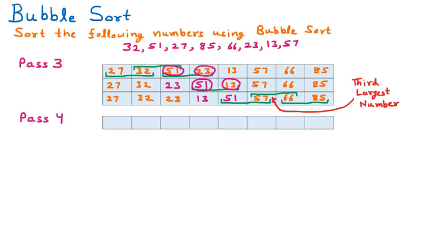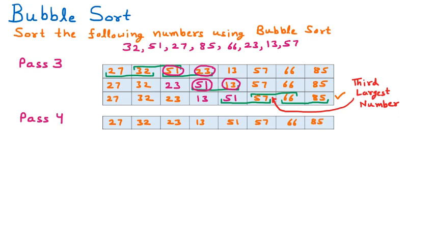So now we are learning pass 4. In pass 4 again we are starting from the last row where we ended with pass 3. So the same row we are going to take here: 27, 32, 23, 13, 51, 57, 66 and 85.